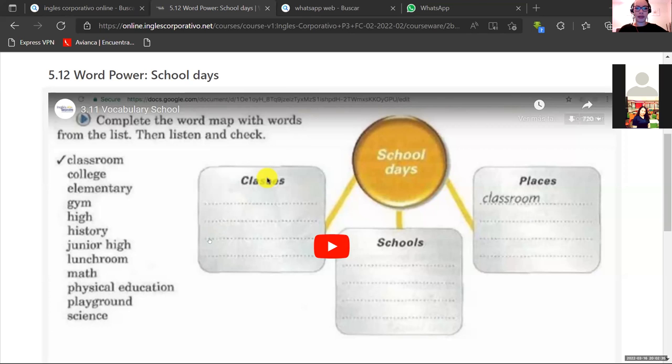So let's see. Okay, this is school vocabulary, and that can be useful also for the next unit, because maybe we can discuss things that we used to do in the past, right? Of our school days. So let's listen.